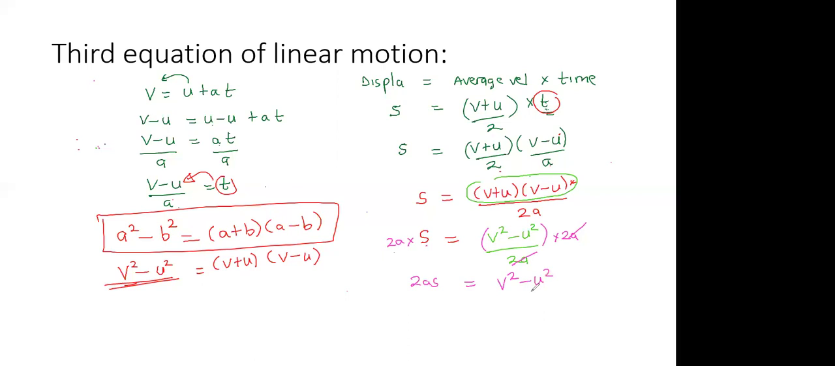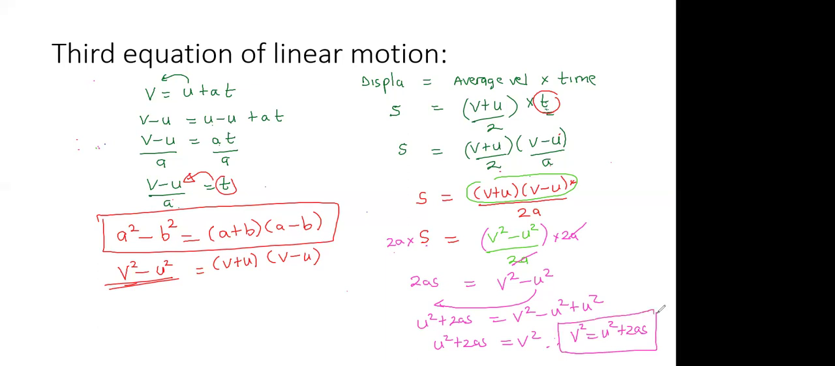Now, once I reach this step, I'm going to remove this negative. I bring it to this side. So I can say U squared plus 2aS is equal to V squared minus U squared plus U squared. So U squared plus 2aS is equal to V squared. And therefore, my equation is V squared is equal to U squared plus 2aS. And this is what we call our third equation of motion. It is a bit tricky, but like I told you, you don't need to know how to derive it. Here, I want you to know how to state it. It's what is very important.